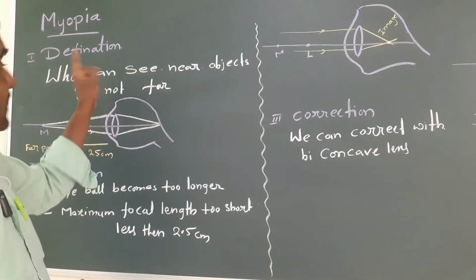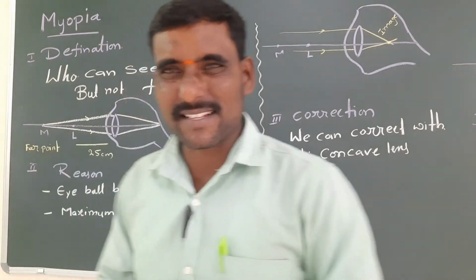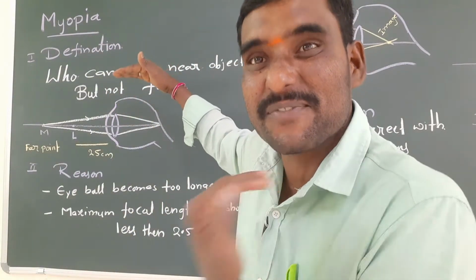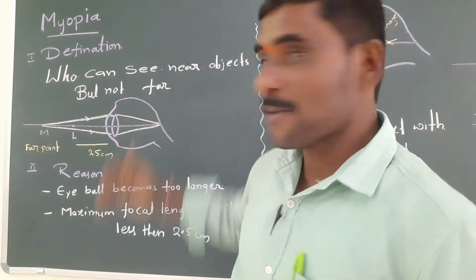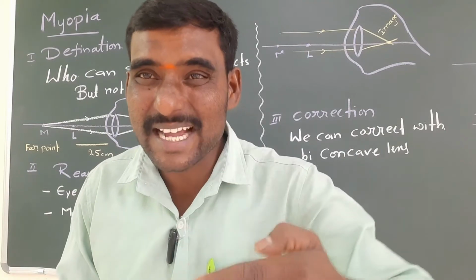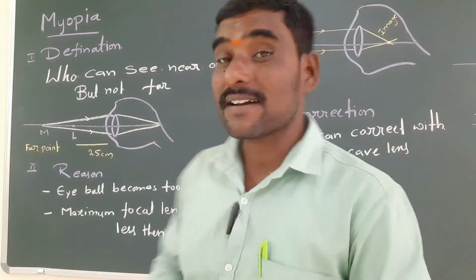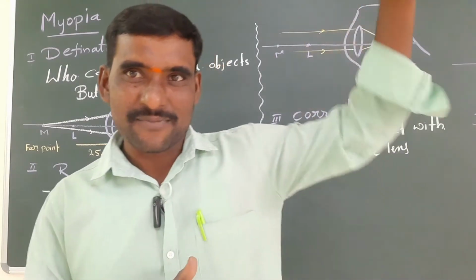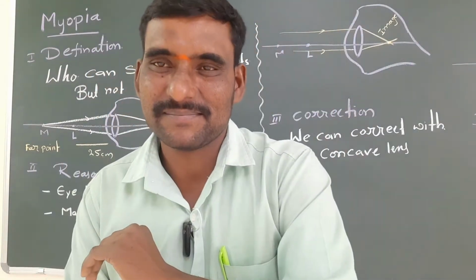Myopia means four steps are there to complete myopia. One is the definition. How can you define this? Myopia is the defect in which one can see near objects clearly but not far objects. When you see far, it can't appear.